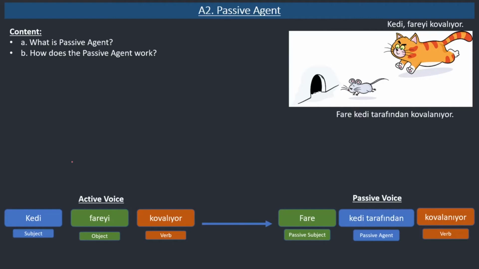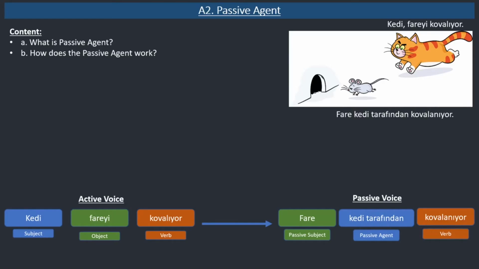Now, this will make things a lot easier, or maybe a lot more complicated, depending on how you look at it, how you see it. There's this passive agent concept. I chose this term because I saw it in some book. It sounded fancy, it sounded fun, and it sounded like a smart way to remember. It's an agent that reveals the doer, the subject.